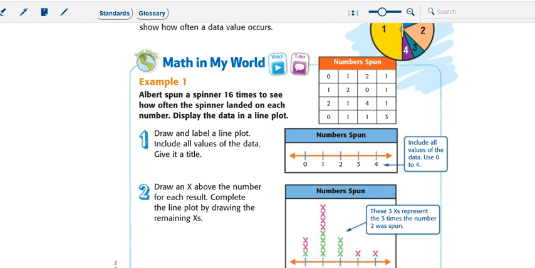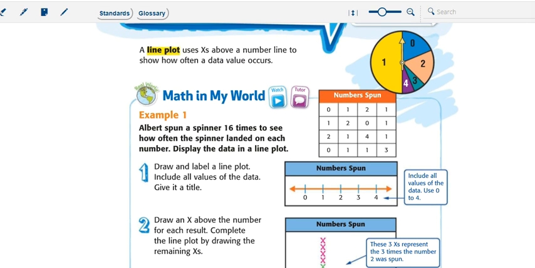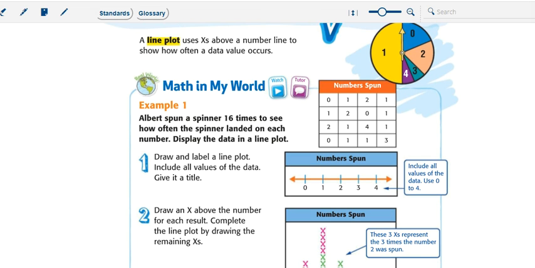Now, sample number 1. Albert spun a spinner 16 times to see how often the spinner landed on each number. Display the data in a line plot. Now, spun means girar, okay? So it's like you spun, this is like a ruleta. So, ¿cuántas veces giró en la ruleta? And which number, how many times each number occurred.